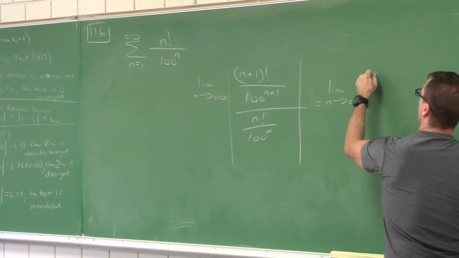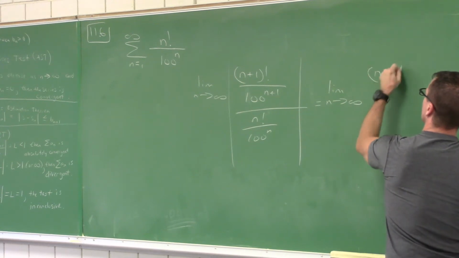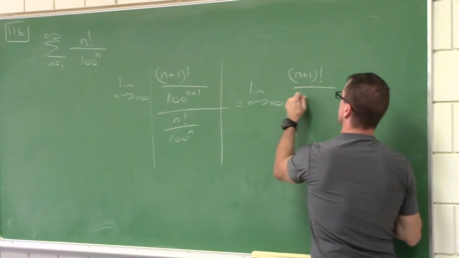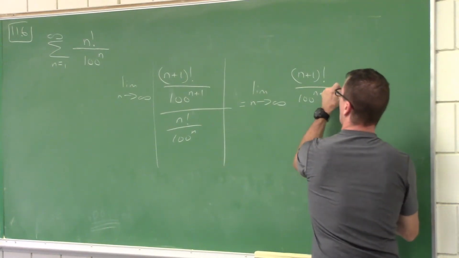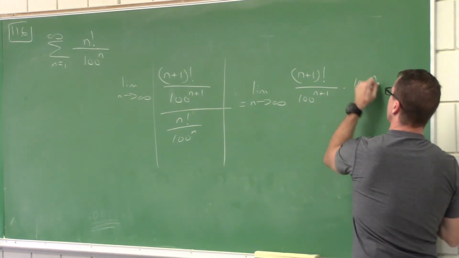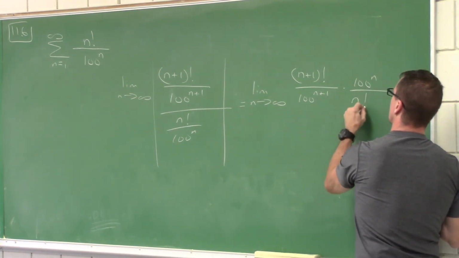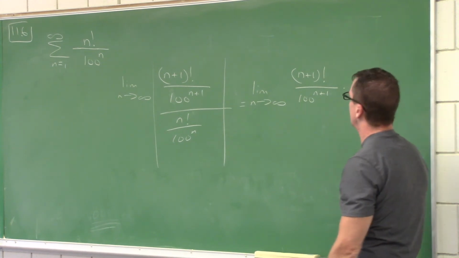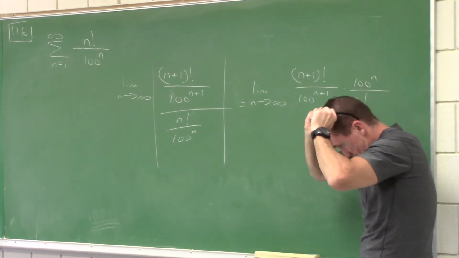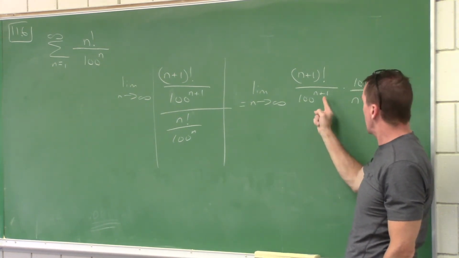Right? (n+1) factorial, 100 to the n plus 1. Put a dot. Flip that over: 100 to the n over n factorial. And I was going to wait till everyone gets this written down. You're going to help me rewrite all this.